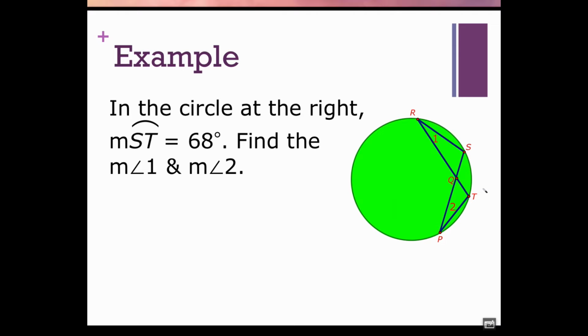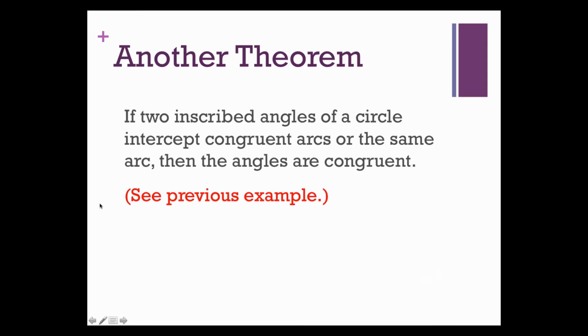Which leads us to this theorem. If two angles intercept the same arc, they're going to have the same measurement. So you saw that all of those angles, 1, 2, 3, and 4, were all the same measurement because they all intercepted arc ST. ST, thank you.